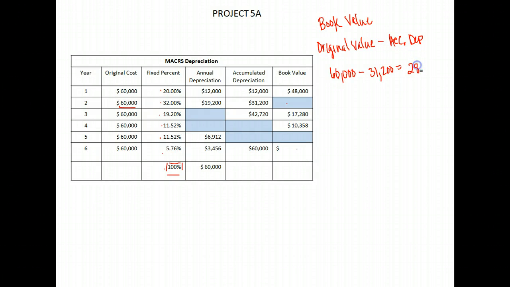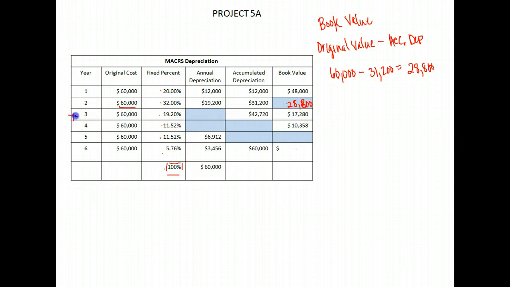And we do that, we get $28,800 is the book value at this point. Notice also something that happens with this type of depreciation is it depreciates really quickly. And by year 3, it's only worth $17,000.